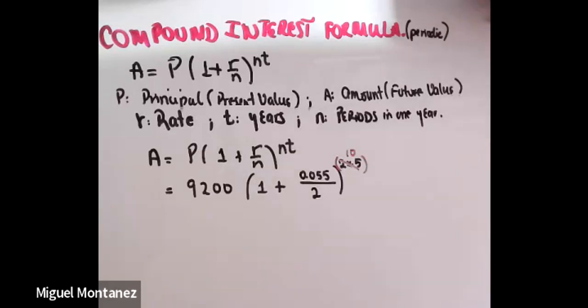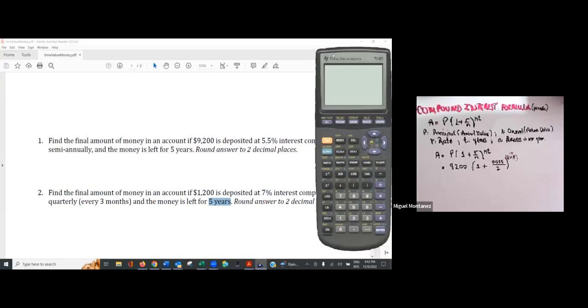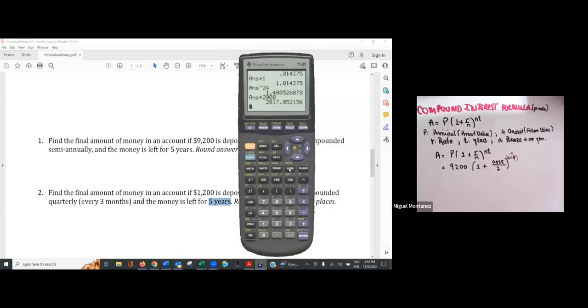Let's share the screen and look for the calculator. This is what we have. 9,200 times parentheses 1 plus 0.055 divided by 2, close parentheses, raised to the, here I'm just going to type 10. If I were to put 2 times 5, you'd better put parentheses around 2 times 5. Or just calculate that first, and then you don't have to worry about placing those parentheses.